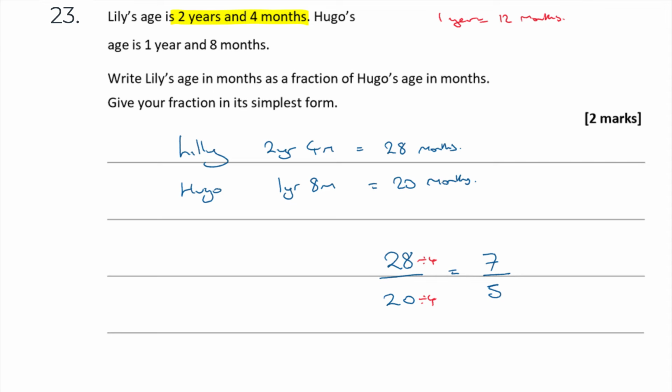Doesn't really say whether or not I need to write it as a top-heavy fraction or a mixed number. I think top-heavy fractions are fine. I'd be quite happy to leave it like that. If you want to write it as a mixed number, it would be 1 and 2 fifths. But personally, I don't think that's any kind of neater than 7 over 5.